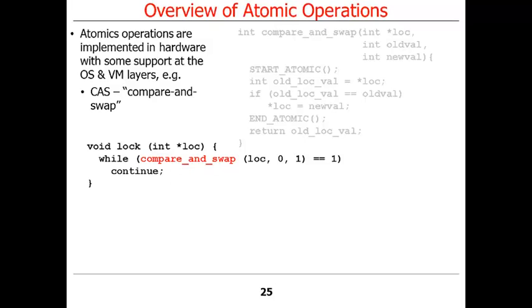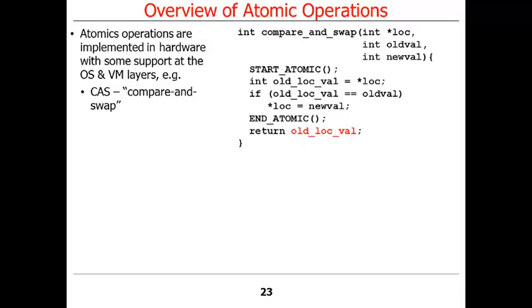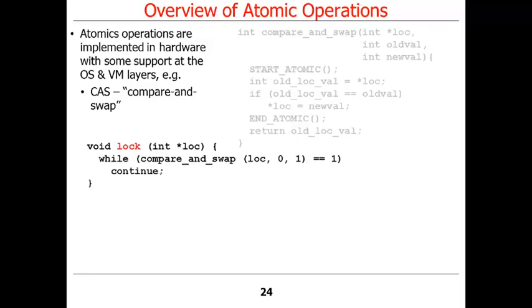And so you can see here, if the current value equals the old value, then set the location to the new value. So down here, this is how you read this in English: if this is unlocked, lock it. That's what it's saying, right? So if it finds it 0, it replaces the 0 with 1. And then it'll return the old value. The old value would have been 0, right?